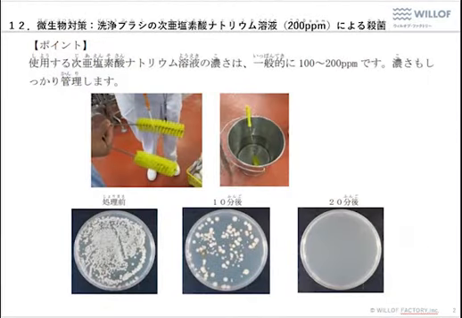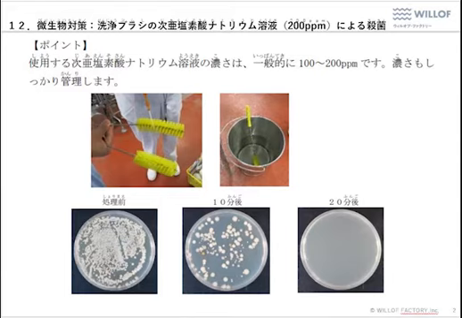Number 12. Microbiological countermeasure. Sterilization of cleaning brushes with sodium hypochlorite solution 200 ppm. Brush hairs may come off and contaminate the product. Change brushes regularly before they become damaged. Also, wet brushes can cause microorganisms, so dry them immediately after use. It's important to sterilize brushes regularly using sodium hypochlorite solution.